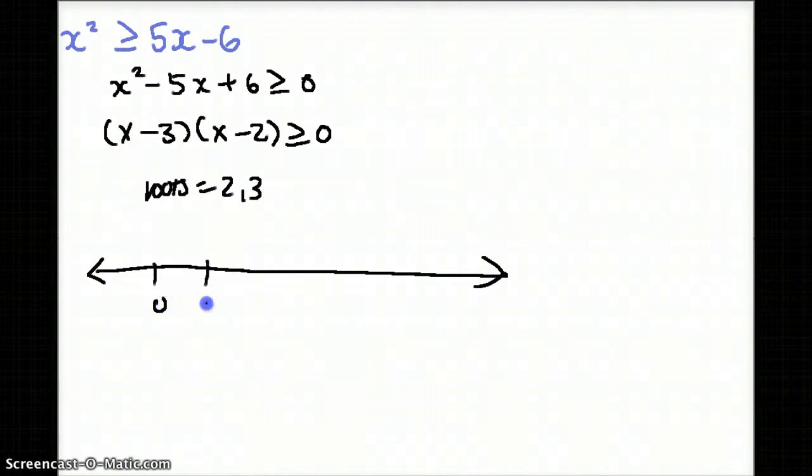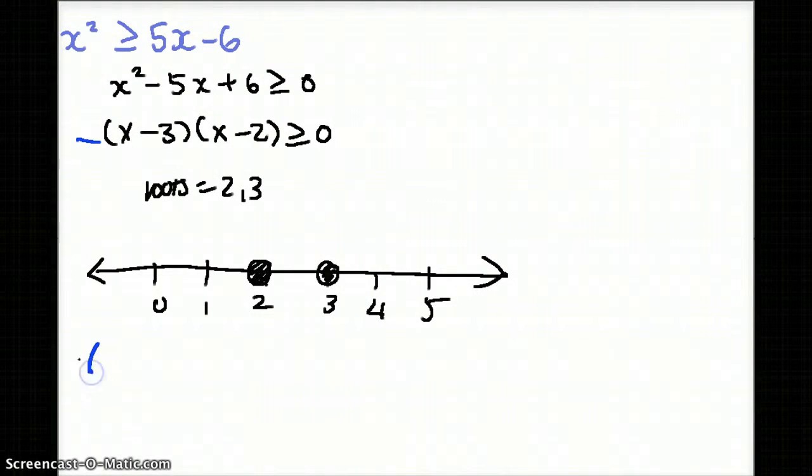So we have 0, 1, 2, 3, 4, 5. And then I'm going to draw the roots. So 2, and I'm going to color the dots in this time, remember, 2 and 3. Then I'm going to choose any number from any region. So let's say I choose 0 first, okay? And plug in 0 to this one.